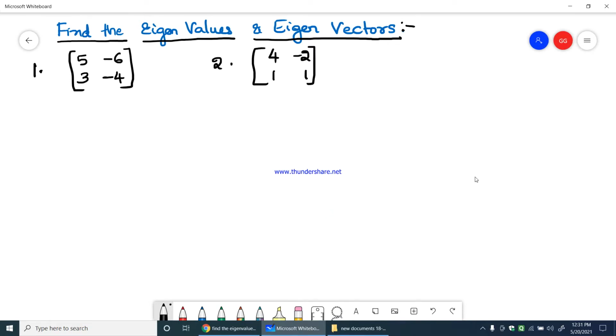Students, in this video we'll see how to find the eigenvalues and eigenvectors of a given matrix. The knowledge on this will be applied in singular value decomposition later, so please listen carefully. We'll see step by step how to find the eigenvalues of any given matrix, and also, after finding the eigenvalues, how to find the eigenvectors.